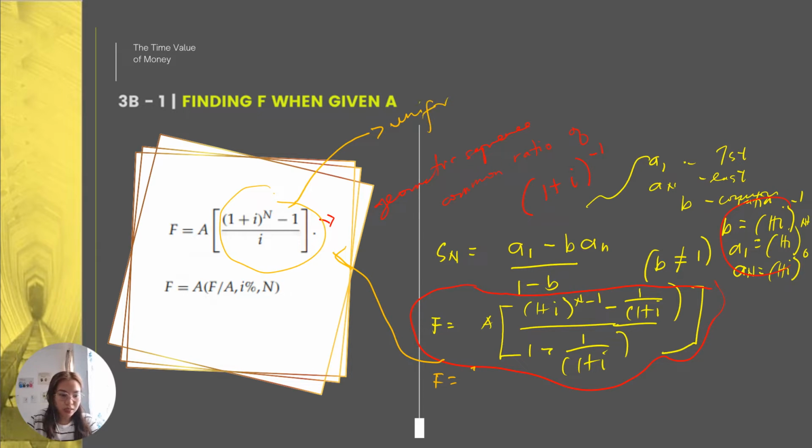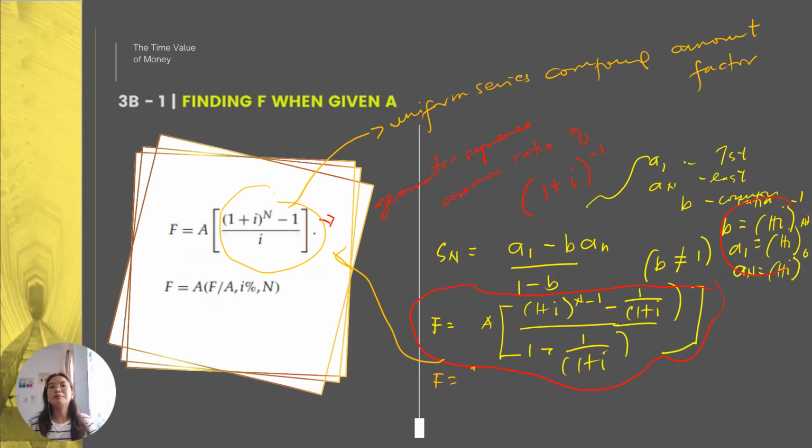uniform series compound amount factor. There. So again, the uniform series compound amount factor. It is a starting point for developing the remaining 3 uniform series interest factors.